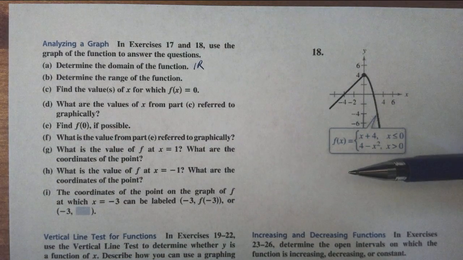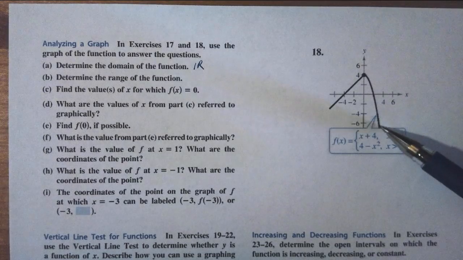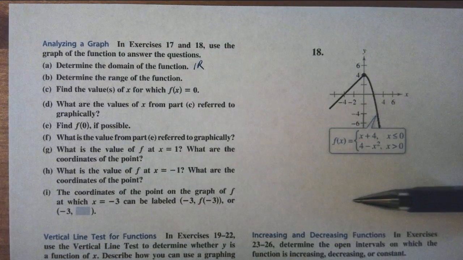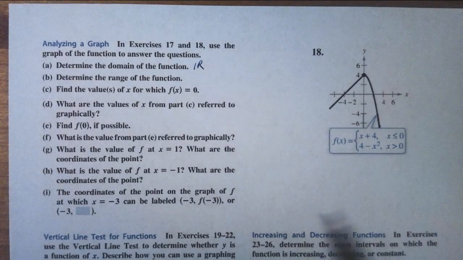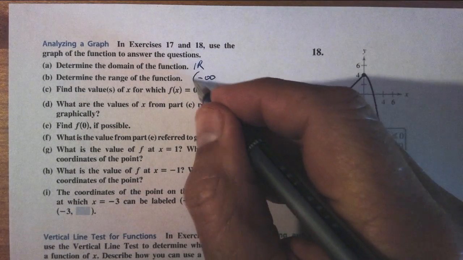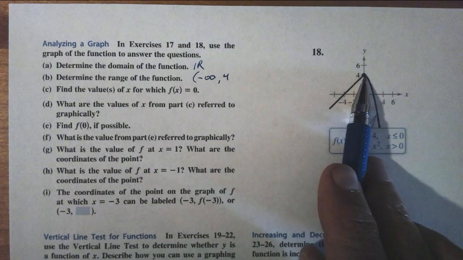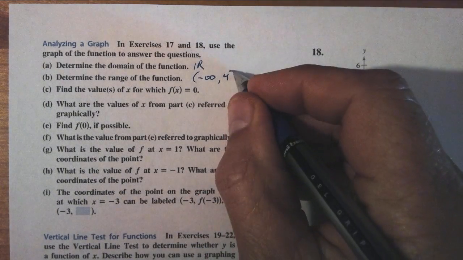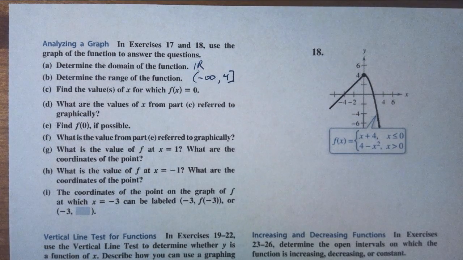The range, you see range, you scan from bottom to top. I believe this is going to go down forever. So it exists from negative infinity up to 4, parenthesis or bracket. Looks like it's including up at 4, so bracket. Why no parenthesis at negative infinity? Because we can't ever get there.